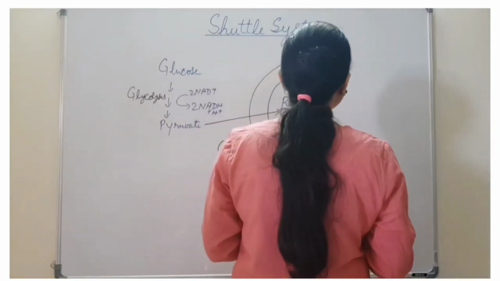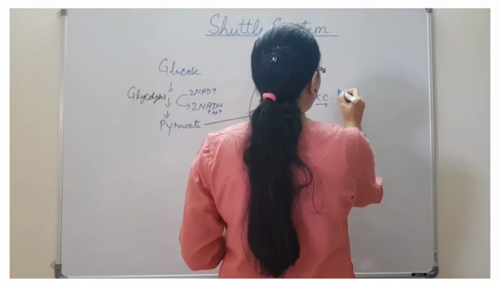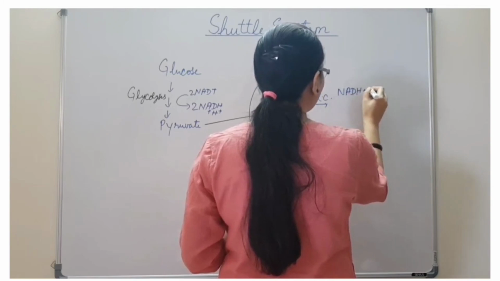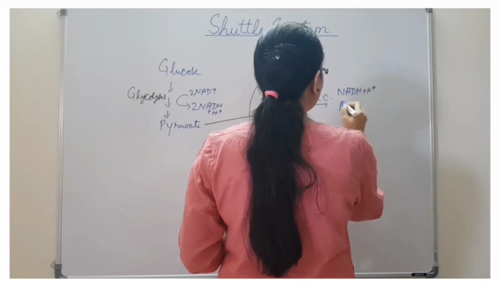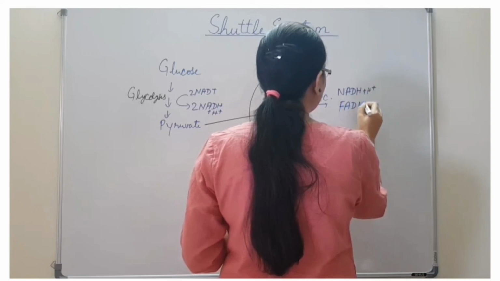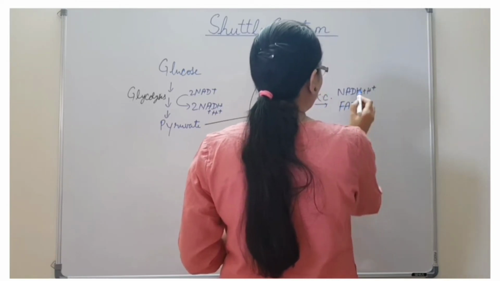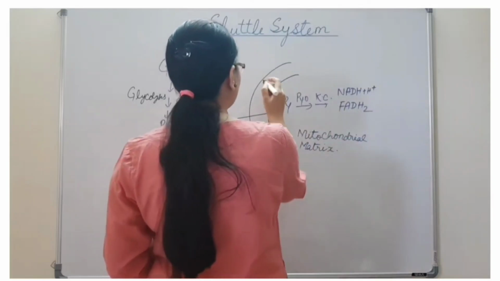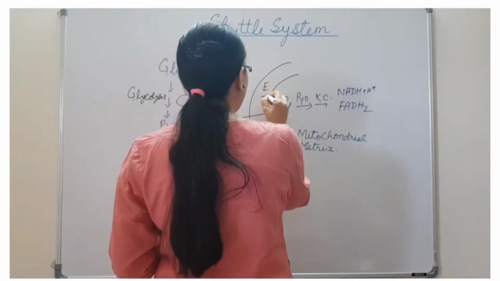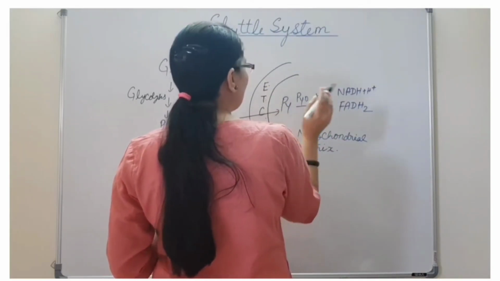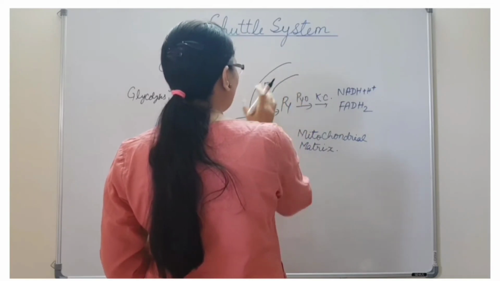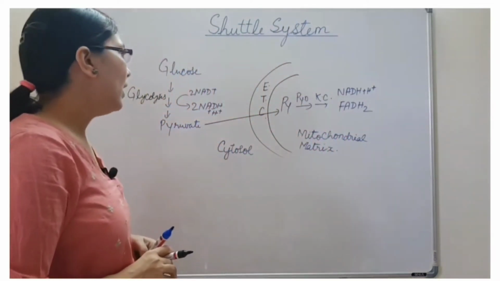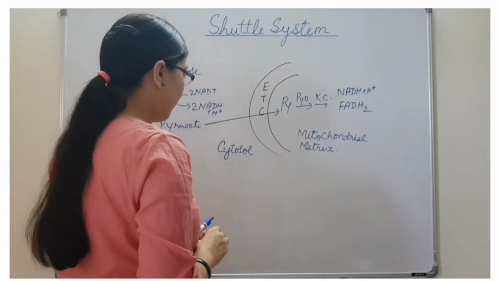This produces more NADH molecule and FADH2. These NADH and FADH2 molecules then transfer their electron to the electron transport chain present on the inner mitochondrial membrane, and then ATP is produced.